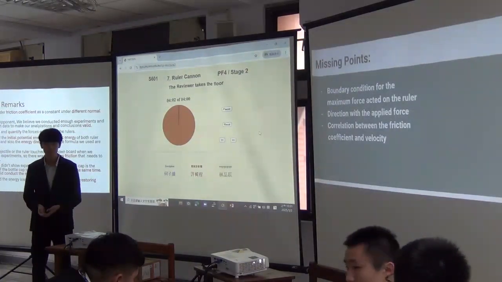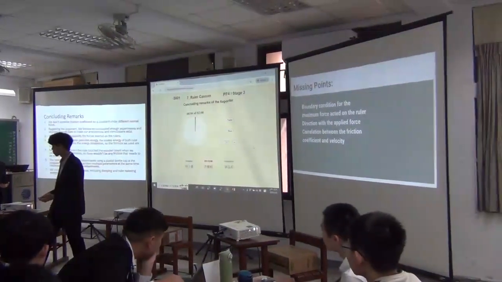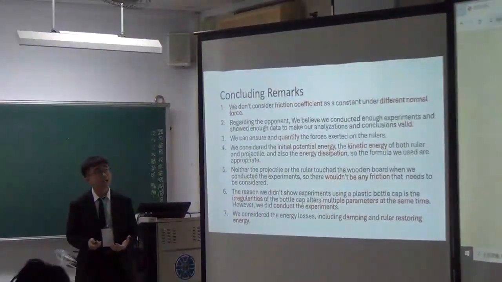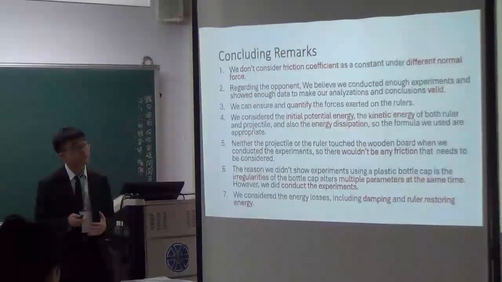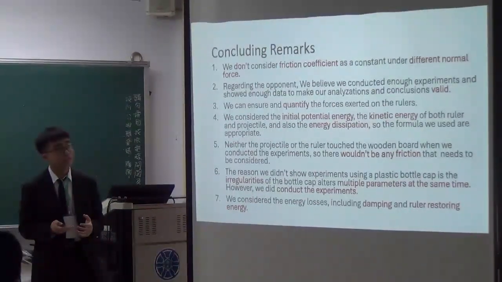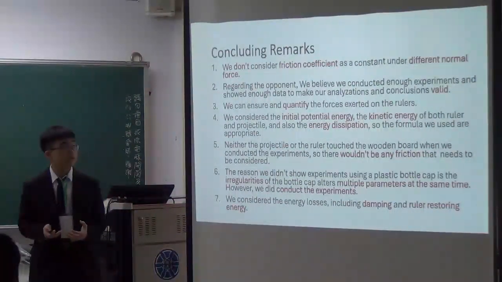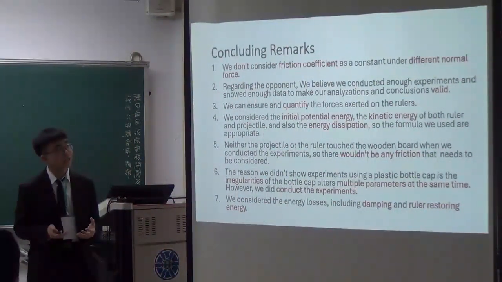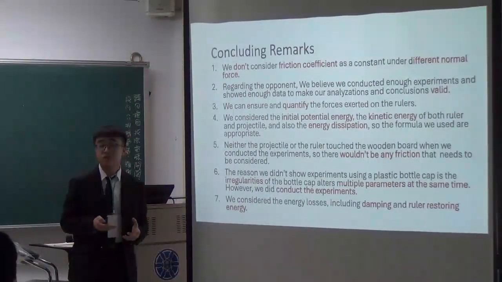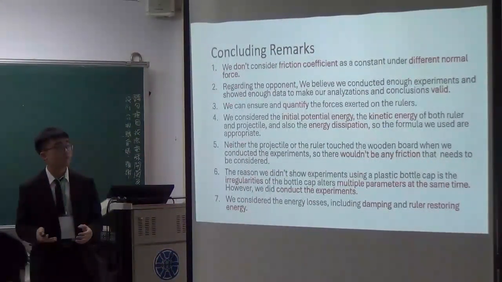Here are some missing points. Okay, concluding remarks from the reporter. Now let's talk about the concluding remarks. First, to clarify, we don't consider the friction coefficient a constant under different normal forces. Second, regarding the opponent, we believe we conducted enough experiments and showed enough data to make our analysis and calculations valid. Third, we can ensure and quantify the forces exerted on the rulers. Fourth, we consider the initial potential energy and the kinetic energy of both rulers and projectiles, and also the energy dissipation mentioned above, so the formulas we use are appropriate.